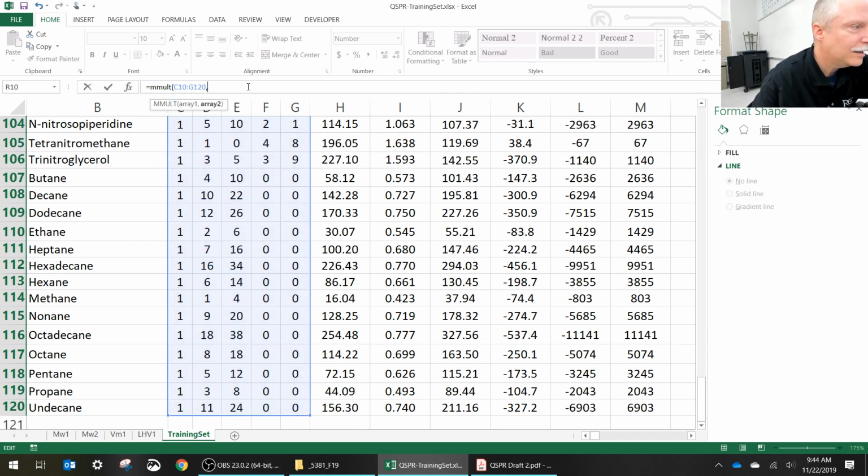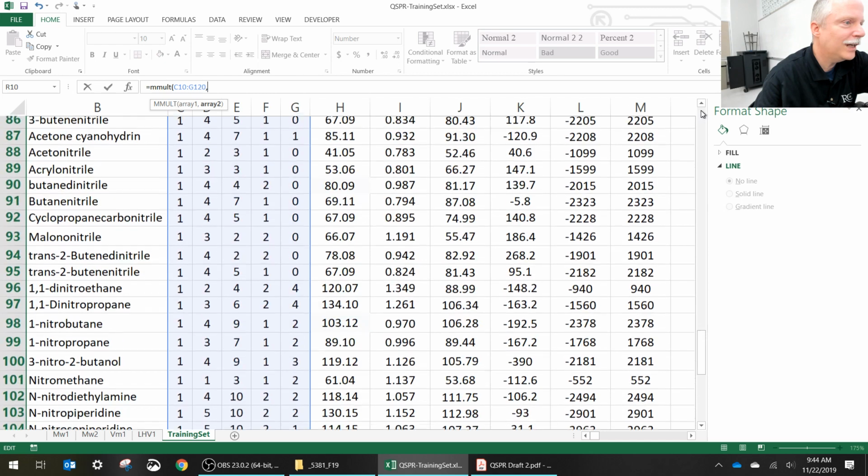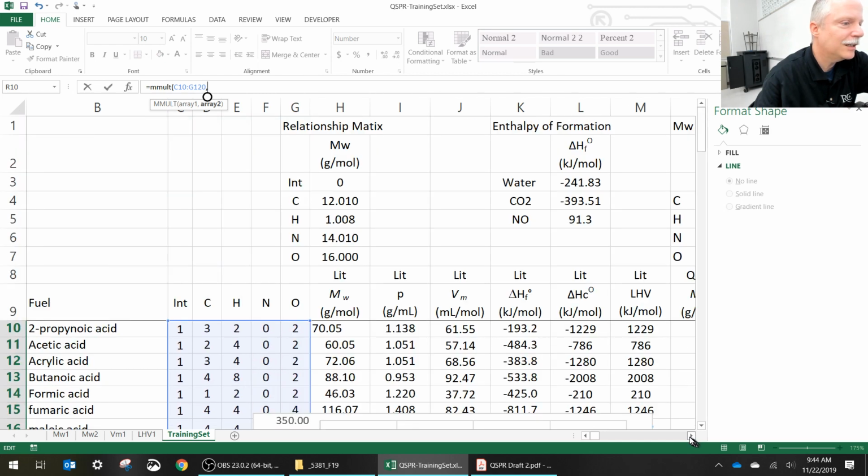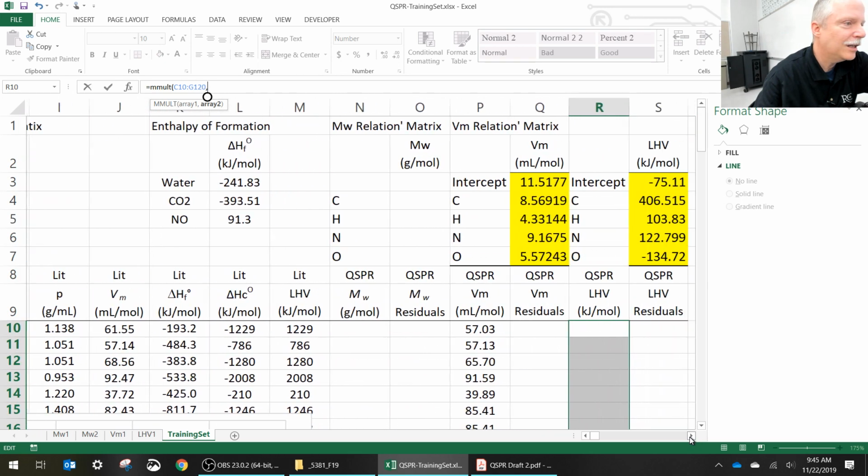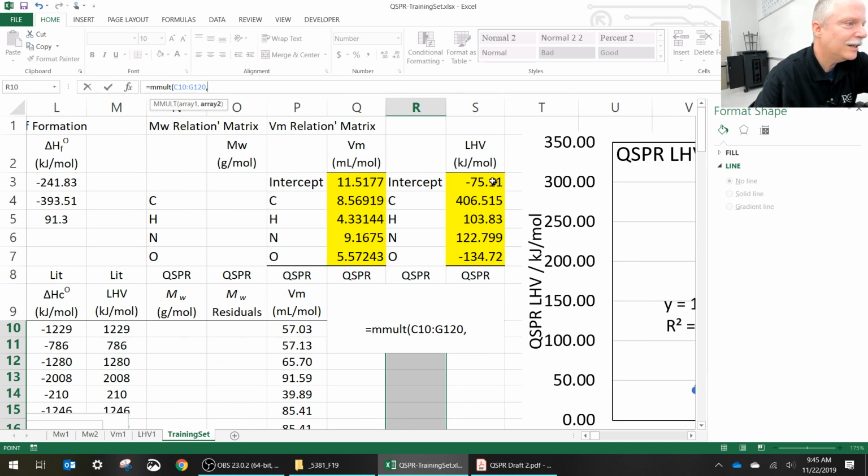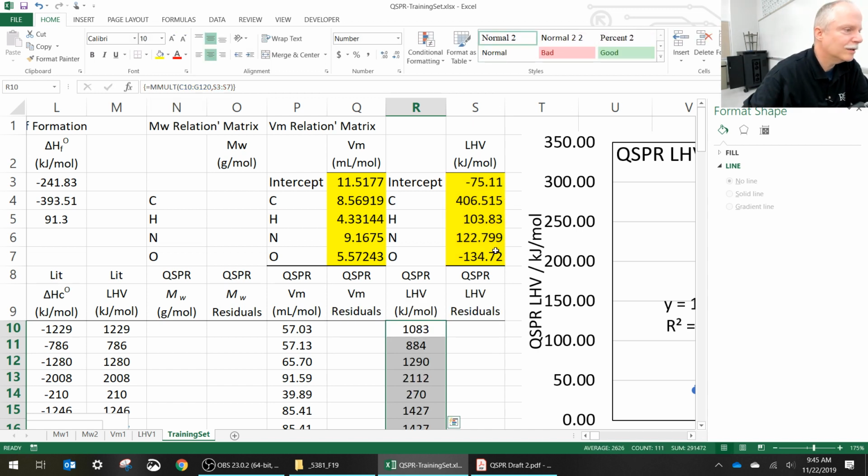So, comma. And then I go get my relationship matrix for the LHV, the lower heating value. I'm going to try it without anchoring it, see what happens. Control shift enter. Okay, it works. The anchoring is really if you're just going to copy that other places in the spreadsheet. Okay, so here are my values.